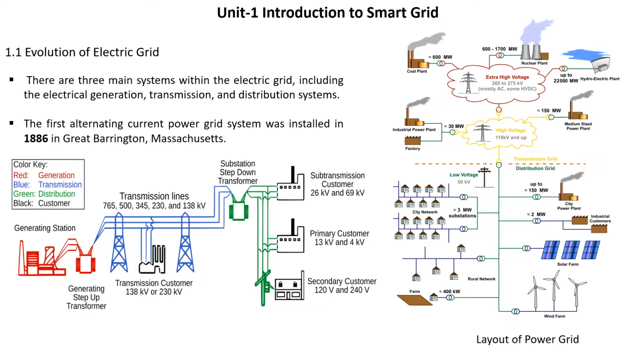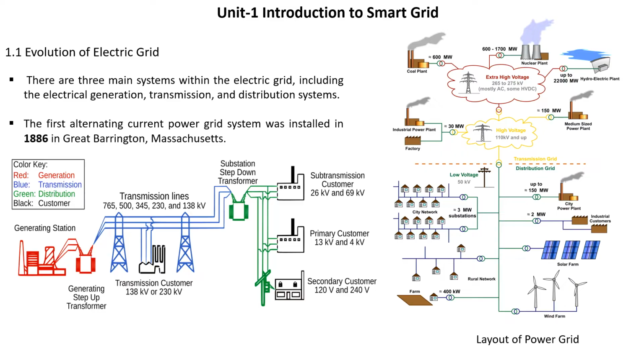Today we will discuss smart grid. Before going to the concept of smart grid, we have to know what the normal conventional electric grid, that means power grid, is. This conventional electric grid or power grid consists of three main systems: power generation, power transmission, and power distribution system.